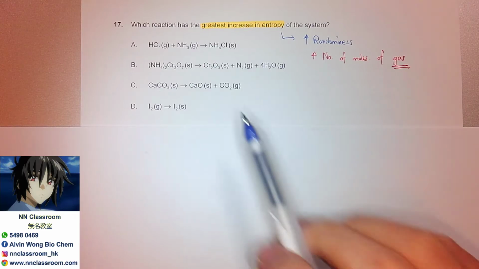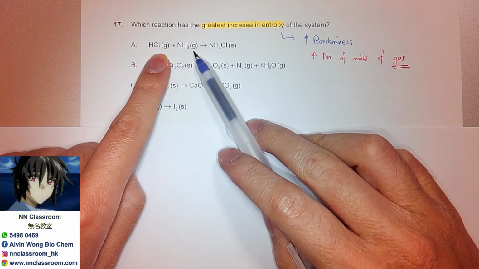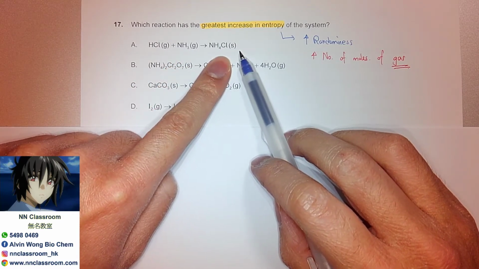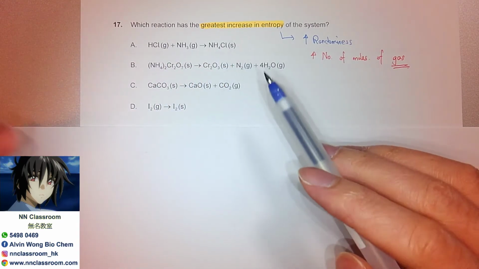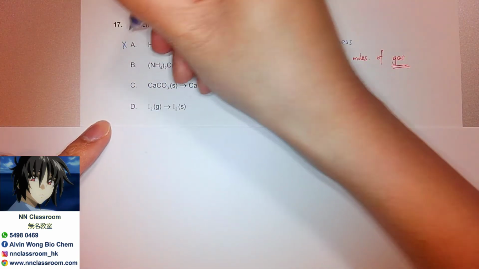First of all, let's see. For A, definitely not our choice, because you can see two gases now join to become a solid. So overall we have a large decrease in the number of gas, and that's why A is definitely not a good choice.